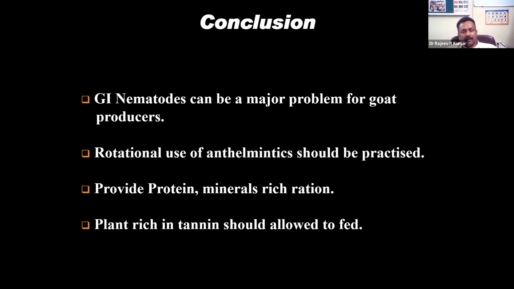And always provide feed along with green fodder, and always provide a mineral, protein and vitamin-rich diet so that immunity can be built up. Plants rich in tannin should be fed to the animals. If that is not possible, then every kitchen waste material has some degree of anthelmintic activity. It may be onion, garlic, ginger, neem, bathua, anything you can use. These are waste products. We use bathua regularly, but some part is discarded, so this part can be fed to the animals. By this way, we can minimize the disease condition, that is gastrointestinal nematodes, in field conditions.